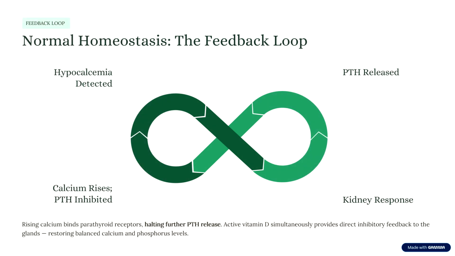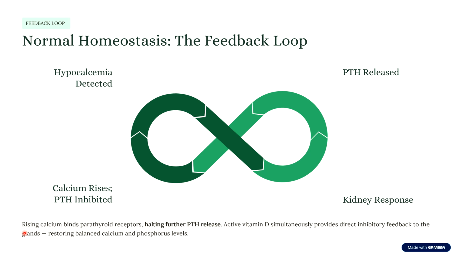So this is the normal homeostasis feedback loop. First of all, if there is hypocalcemia in the body and it is detected. Hypocalcemia means less amount of calcium in the blood. It triggers the kidney to respond in some way. Kidney responds by release of the PTH or parathyroid hormone. This parathyroid hormone increases the calcium level and then PTH is inhibited.